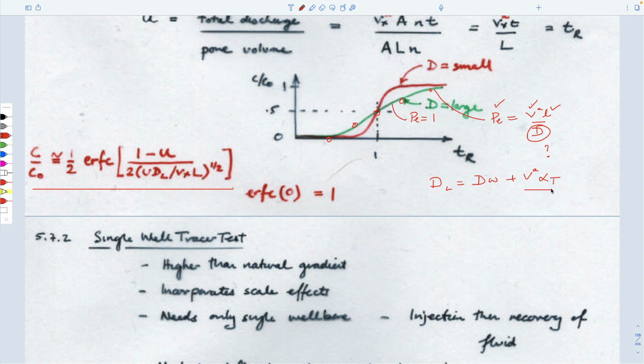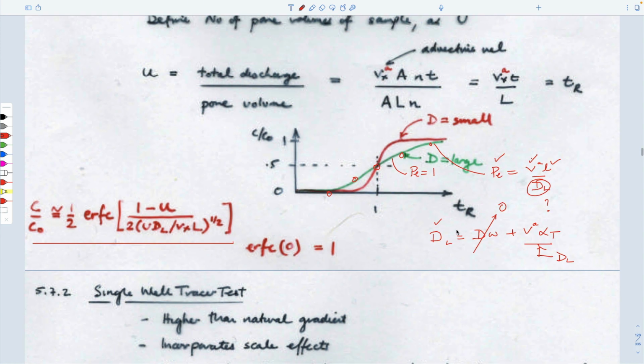This term here is D_L, which is really what you're measuring here, because we're assuming that we have a velocity big enough that this diffusion coefficient is essentially 0. So this is what we're measuring. We're assuming this is 0. And then if we know the velocity, we have alpha t. And so we're able to get it that way.